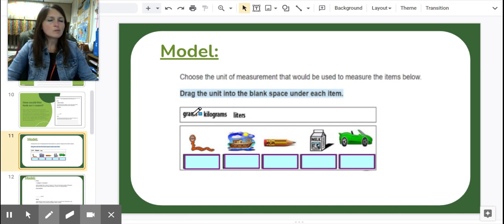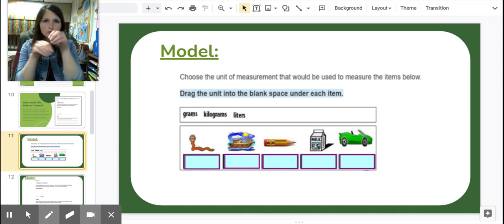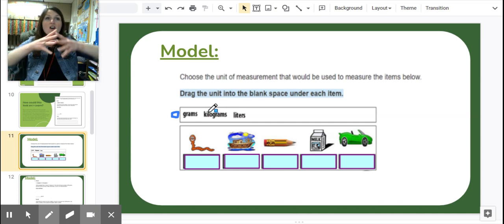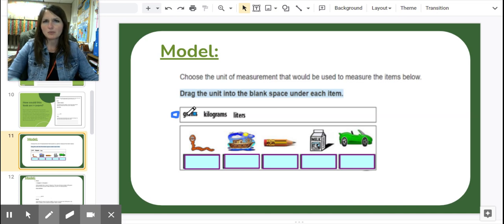Well, I know grams are like little tiny cubes. Think about the little yellow cubes that you use sometimes in math. Those are going to be really little, right? A kilogram is going to be a large amount. That's going to be a lot bigger than grams. Grams is something small. Kilograms is going to be something really big.